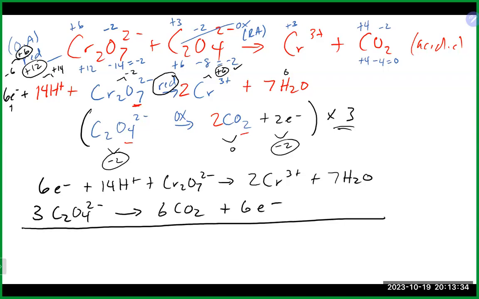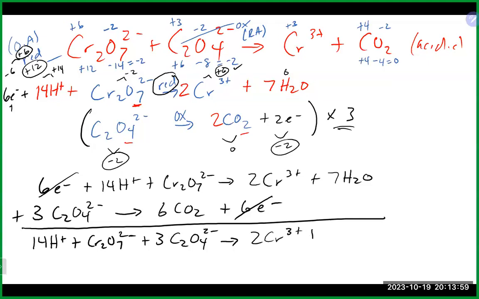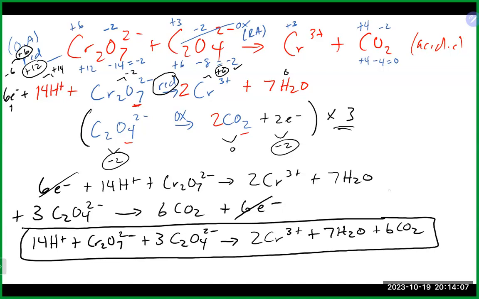That means at this point, we're ready to add together. Electrons, like we should always see, completely cancels out. Everybody on the left is going to stay on the left. So that's going to give us 14 H pluses plus our Cr2O7 2 minus plus our 3 of our oxalate. Going to give us on the right-hand side, everybody will stay there on the right-hand side. So I'm just copying everybody that's on the right-hand side as I add them together. And if I did this correctly, we should be balanced in acidic conditions.